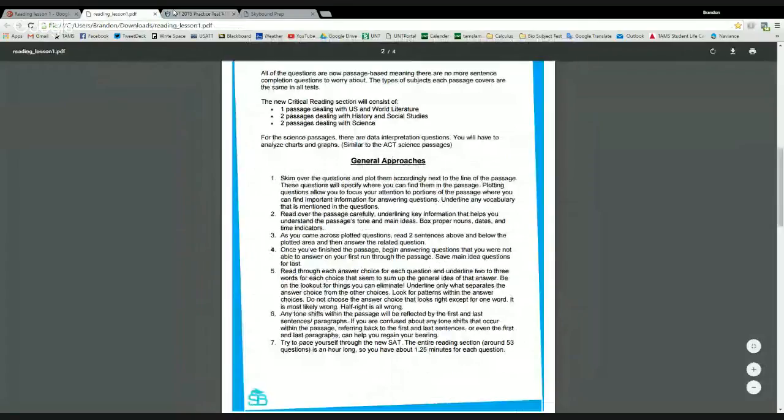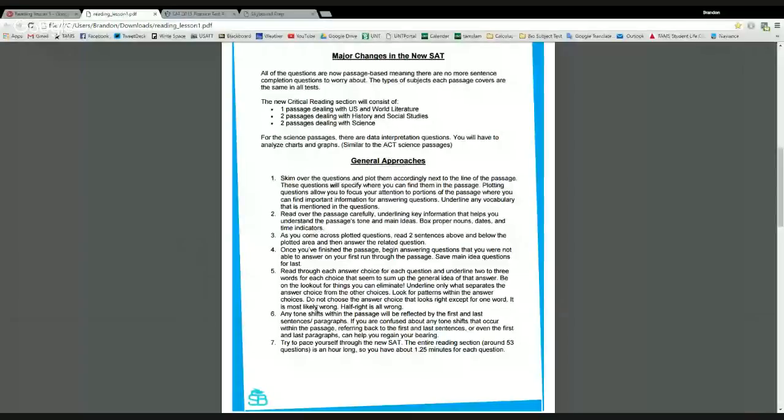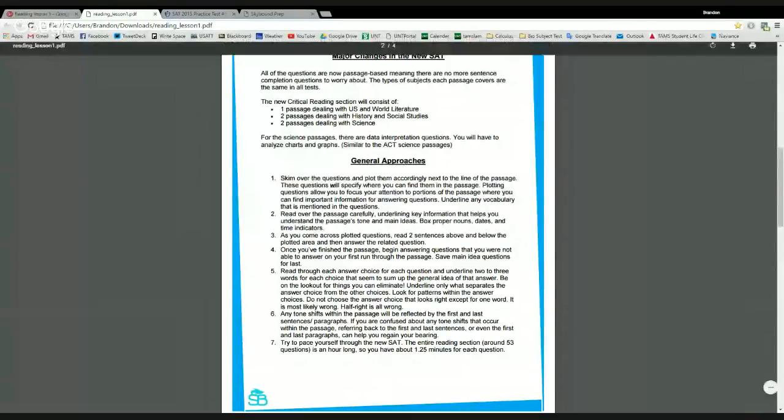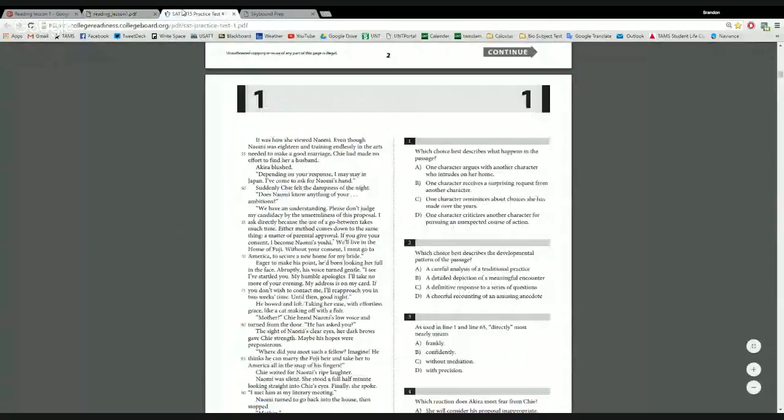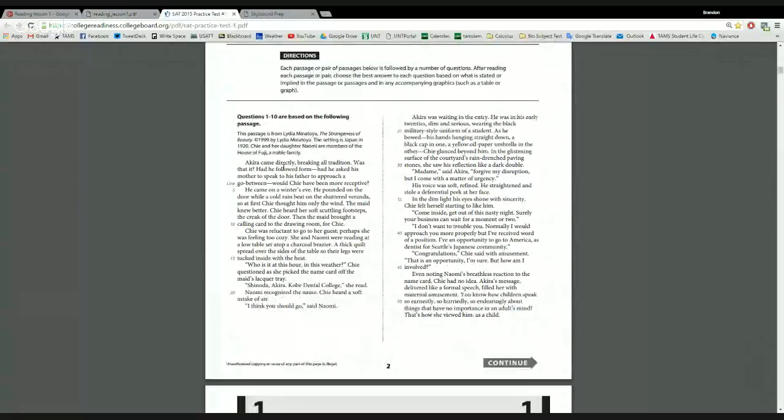Number 6. Any tone shifts within the passage will be reflected by the first and last sentence or paragraphs. If you are confused about any tone shifts, then refer back to the first and last sentence or even the first and last paragraph. That can help you regain your bearing. So, if you need help understanding the tone or even the content of the passage, you just read the first and last paragraph, maybe the first sentence or two, last sentence or two. That helps you really understand the passage in a general context, but that helps for finding tone.